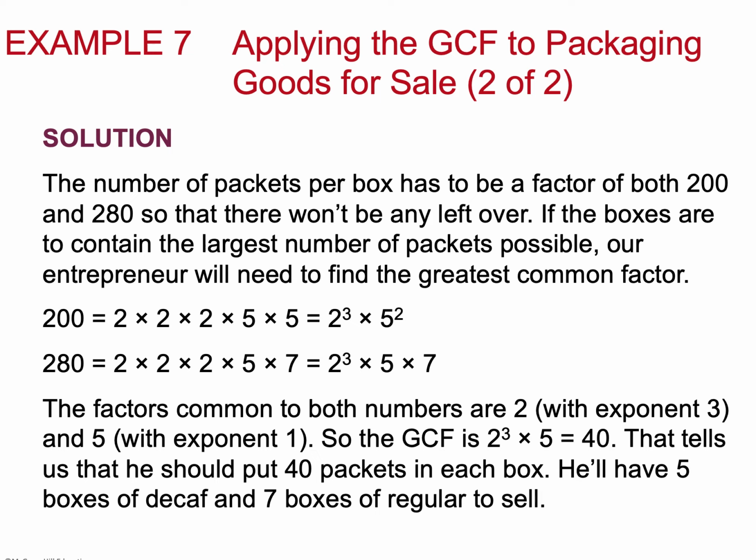They each have a 2 cubed in common. They each have a 5 in common. So my greatest common factor is going to be 2 cubed times 5, which is 40. And so that tells us he should put 40 packets into each box.